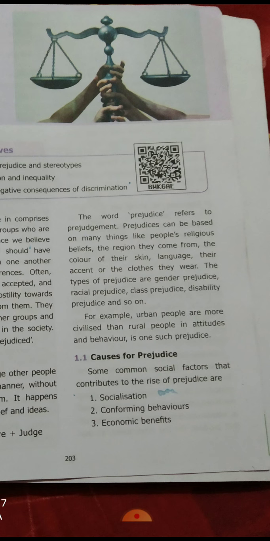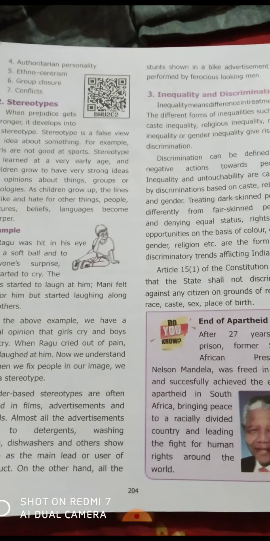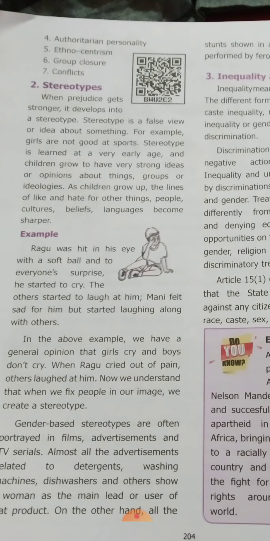What are the main reasons, the causes, for prejudice? Causes means reasons. Some common social factors that contribute to the rise of prejudice are socialization, conforming behaviors, economic benefits, authoritarian personality, ethnocentrism, group closure, and conflicts. These are the reasons, the causes of prejudice.